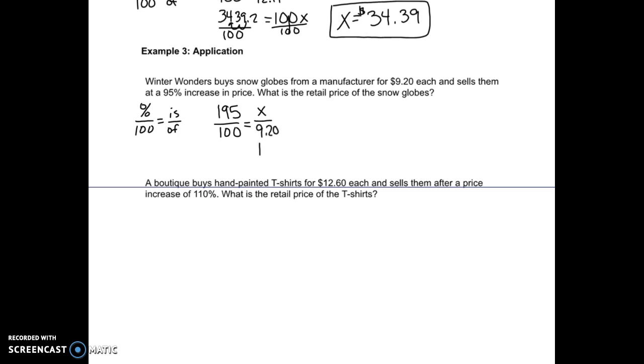So again, we're going to do the same steps. So we're going to cross multiply and then divide. So 100x on that side. And then 1,794. Divide both sides by 100. Do that, we move our decimal. Our decimal's at the end. So x is equal to $17.94. That's how much they sell them for. We're going to have to sell them for more to make a profit.